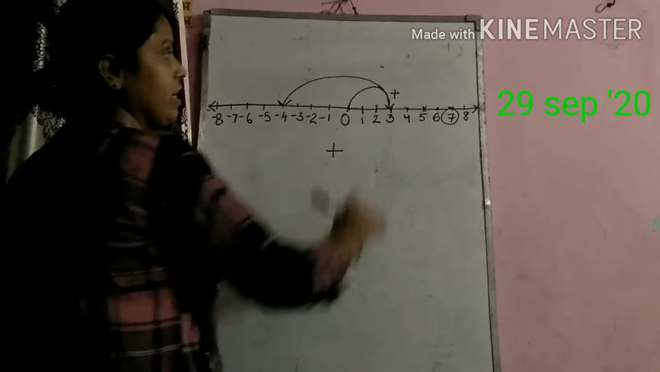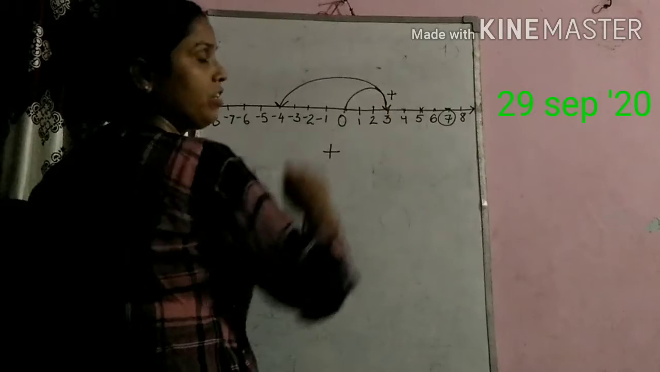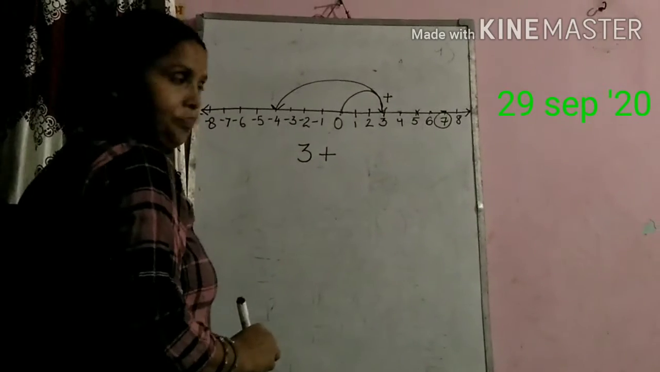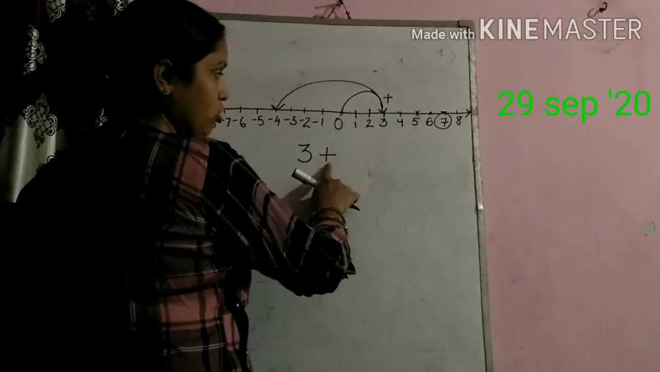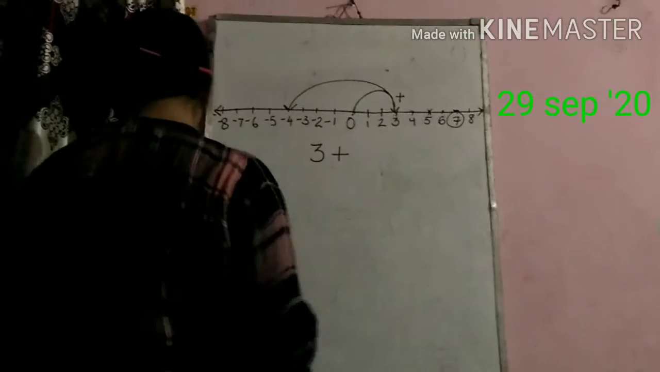So first you will see that my first arrow is going towards which direction? It is going towards a positive integer direction. So my first integer will be 3. Addition expression is there, so my plus sign will be there. Then it is moving backward.